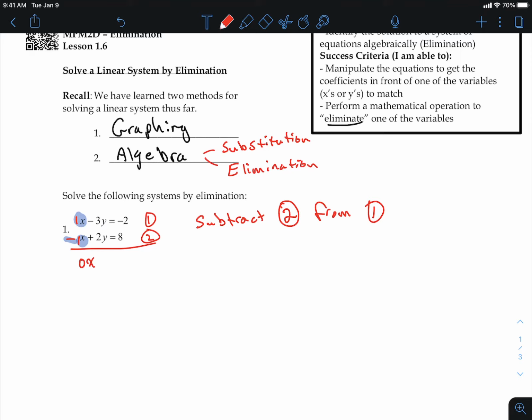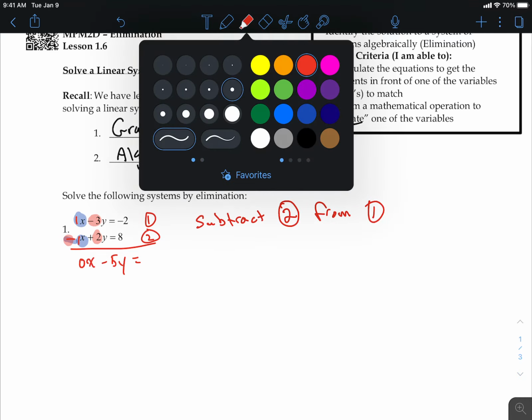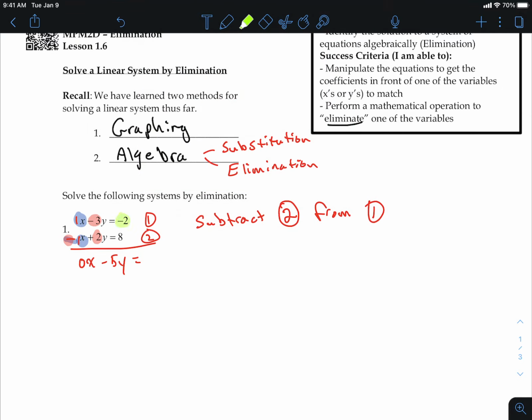What is, I'll change the color, negative 3 minus 2. Negative 5y is equal to negative 2 minus 8. So no longer, the x is gone. You get negative 5y is equal to negative 10. Divide both sides by negative 5.